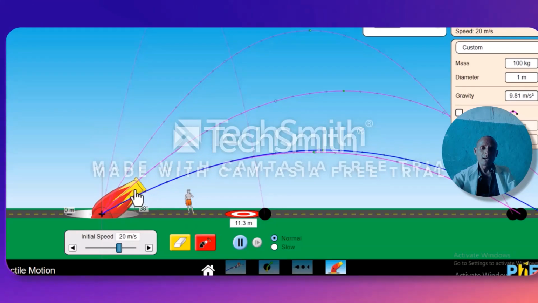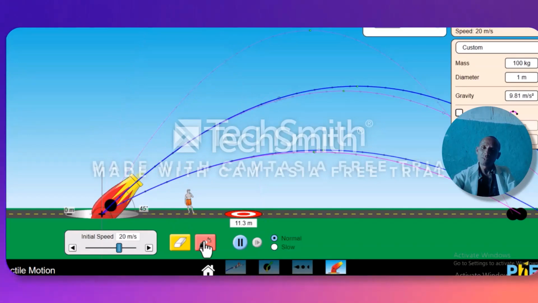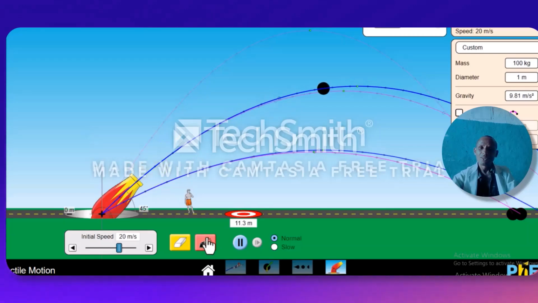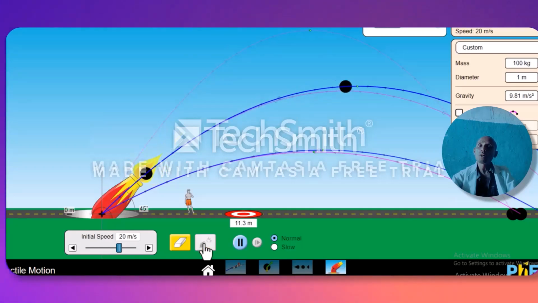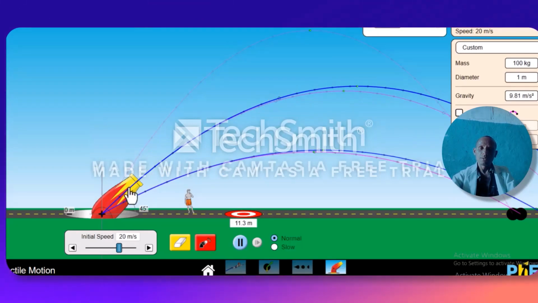Next, I am changing the angle from 30 to 45 degrees without air resistance. Look, really amazing. This is also in the absence of air resistance. In the absence of air resistance, the projectile moves long distances from the launching position.